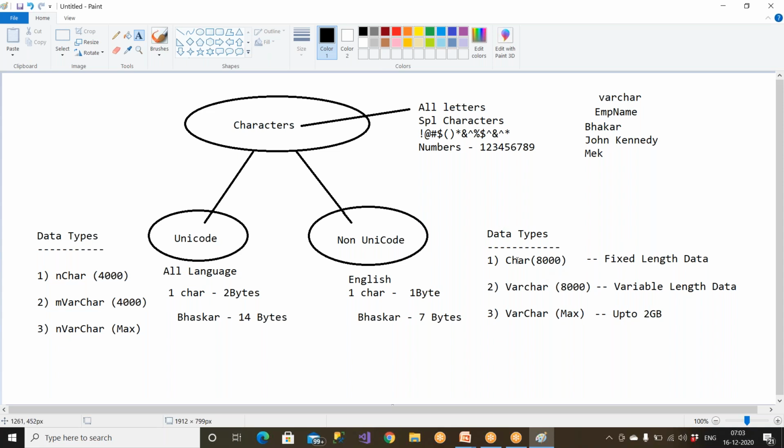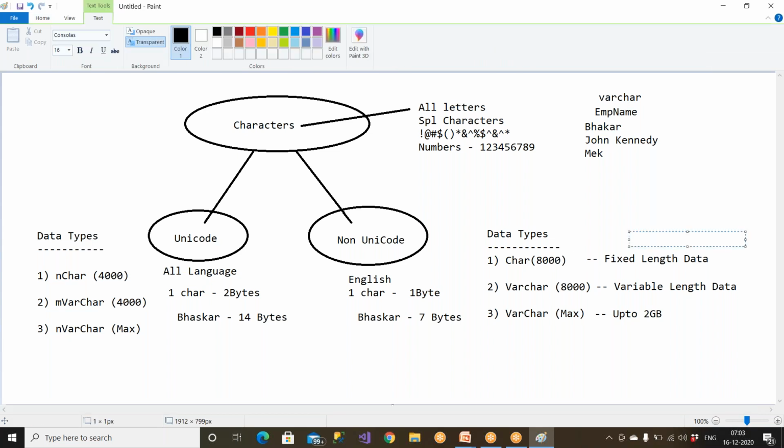That is what is called varchar max. Hope you understood what is a character. Character can occupy maximum 8,000 letters, not more than that. So fixed length data. For example, here I told you postal code numbers, right? And your phone numbers. Okay, all of them can be stored there.